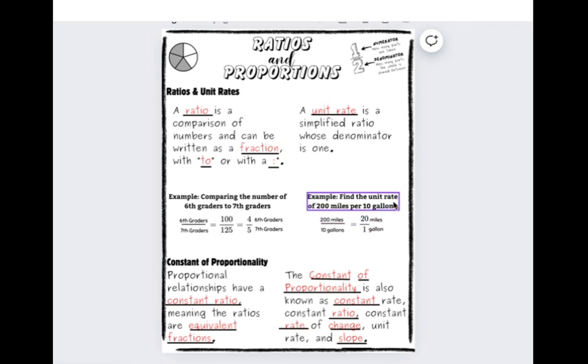And when you're finding the unit rate, it's kind of the same thing, but remember, you need to have the denominator as 1. So if we were doing 200 miles in 10 gallons, we would do 200 divided by 10 and get 20 to 1, 20 miles per gallon. And also don't forget that in your fraction, the top number is called the numerator and the bottom number is called the denominator.